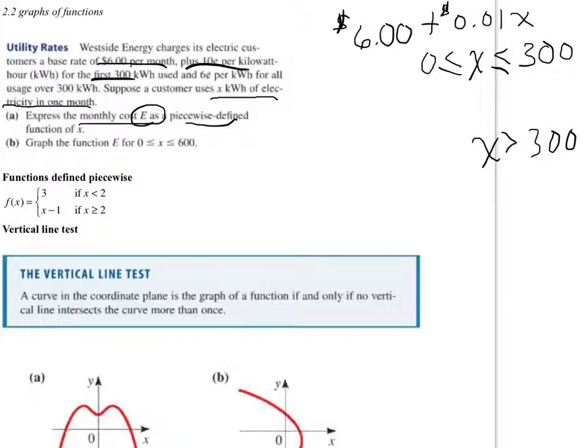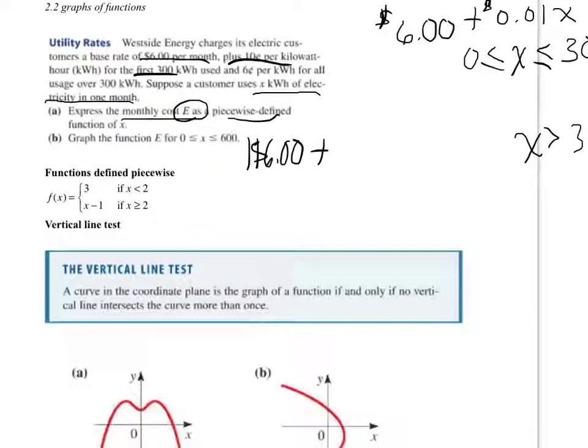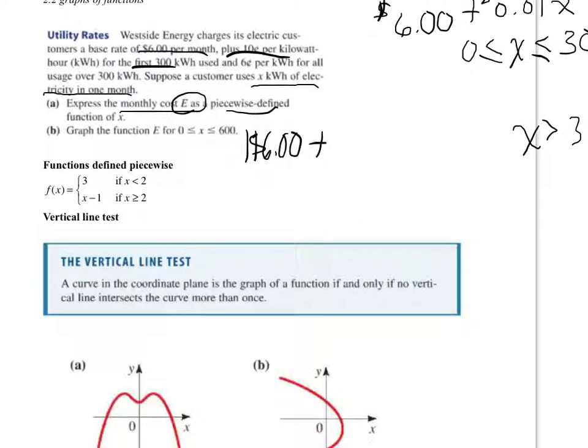But once x is greater than 300, we have to change the way we calculate our charges. We still, of course, have to pay the $6. But now the cost of the kilowatt hours is different because we're using more. So we're being charged now 6 cents per kilowatt hour, less for the kilowatt hours over 300. And so that means that to the $6 we have to add $0.06. But now it's not times x, because remember, we're only going to use this for kilowatt hours more than 300.